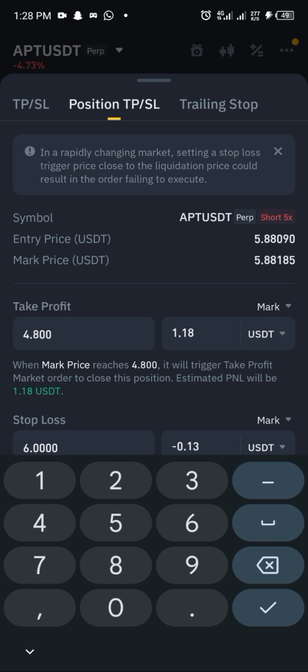Also, some persons complained that my screen wasn't clear because I use my iPhone to do it. So I'm using my Android this time so that you can see it properly, and also implement this method while you are trading.